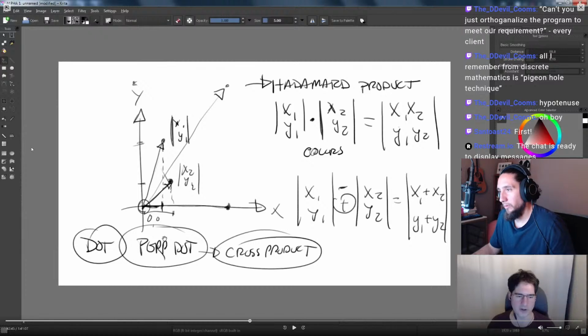That's what I was trying to remember, the cross product. You got the dot product, you got the cross product, you got the hard product. So many products to consume.